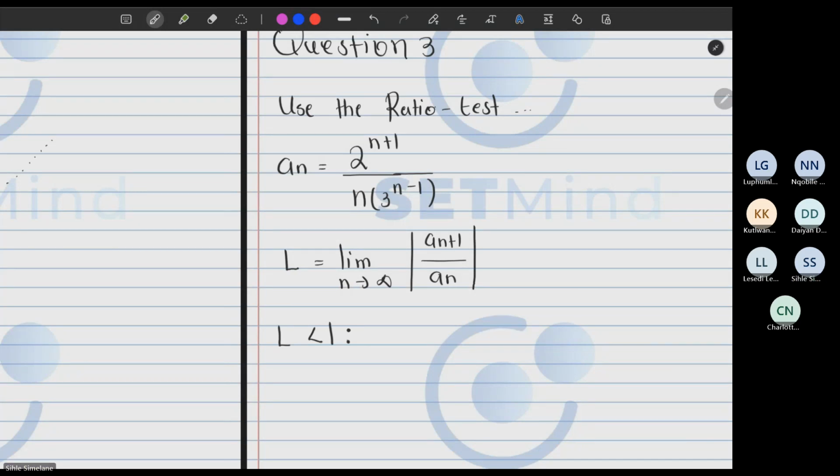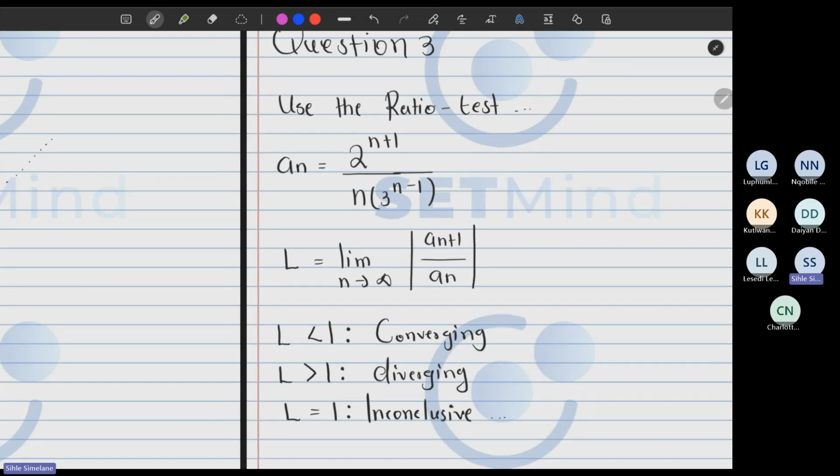Anyone? It's converging. Converging, easy. And when L is greater than 1, our series is diverging. And what happens when L is equal to 1? Inconclusive. On point. So let's proceed then.